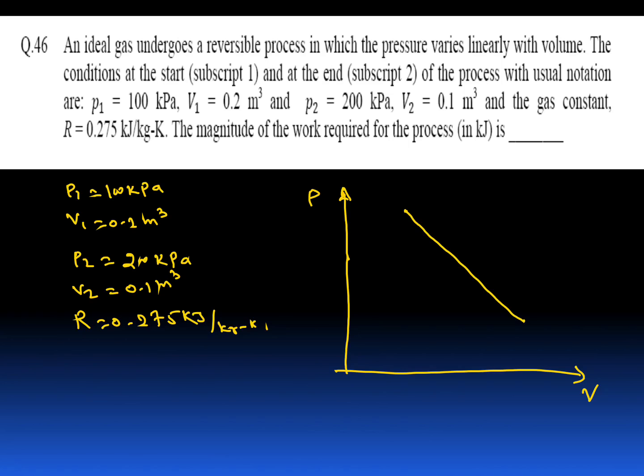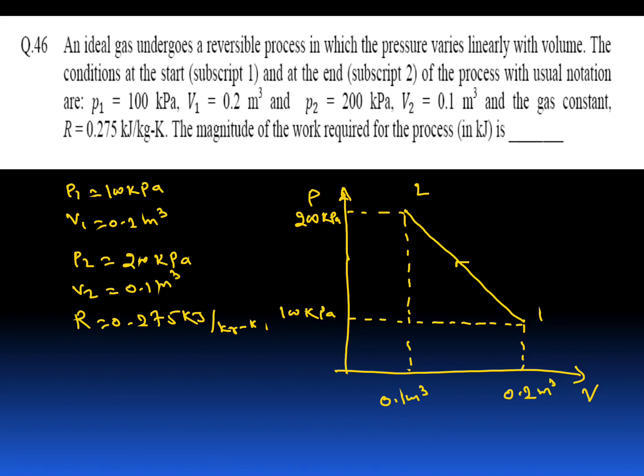This is from 1 to 2. V1, V2 given, P1, P2 also given. P2 is 200 kilopascal, P1 is 100 kilopascal, V2 is 0.1 meter cube, V1 is 0.2 meter cube. So the area we have to calculate.